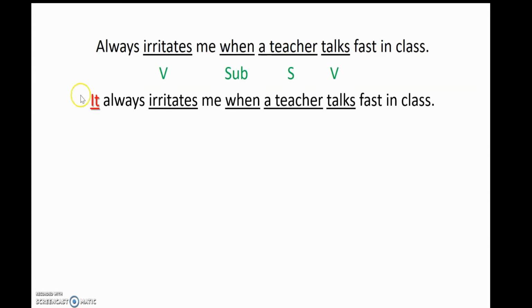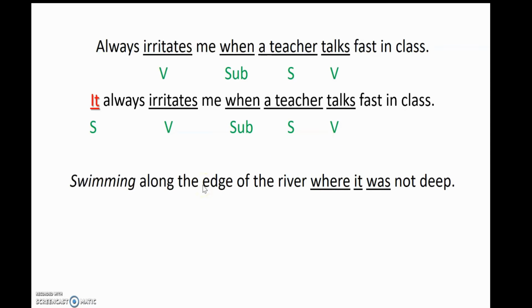So if we add a subject to the verb irritates, now we made a clause. We made an independent clause. We have now subject it. It irritates me. So you have one independent clause with a dependent clause when a teacher talks fast. And now you have a complex sentence. We just fixed one fragment. Now let's look at this example.